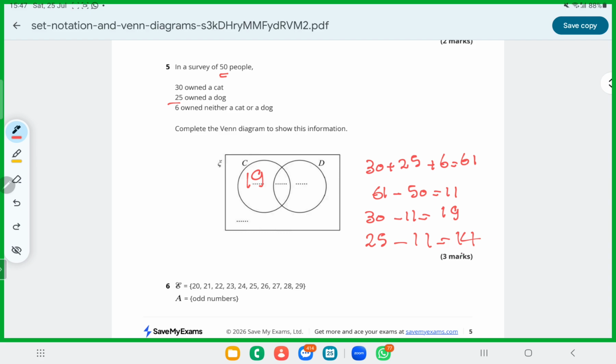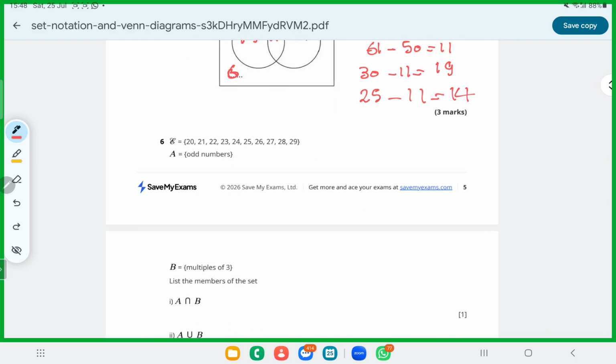Here's 14. How many people have a dog? It's here, 14, right? And who's in the middle? There are 11, which has a dog and a cat. Now, what is the remainder? The remainder is 6. He said 6. Neither has a cat or dog. Okay? You get it?